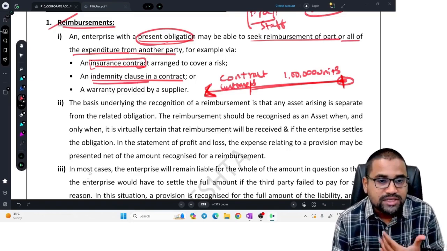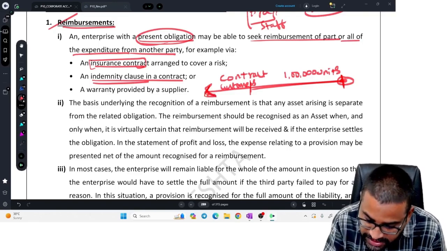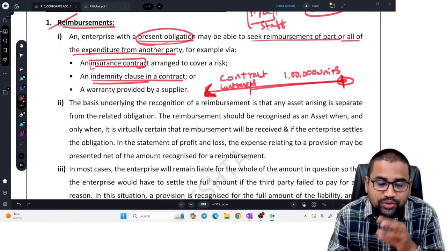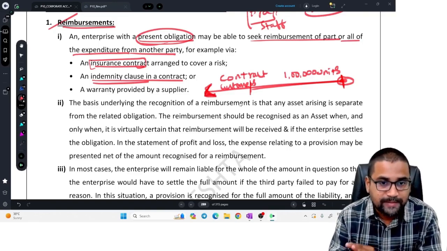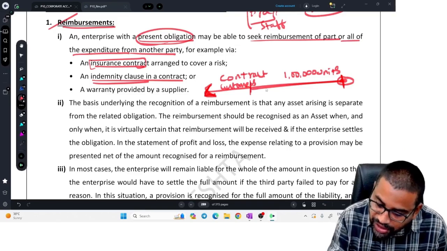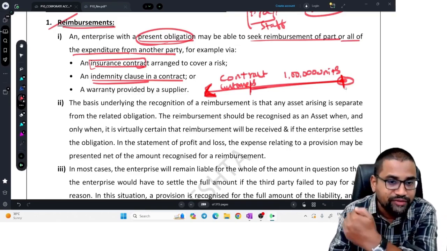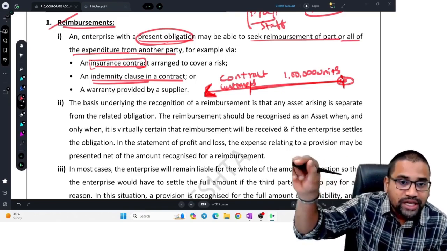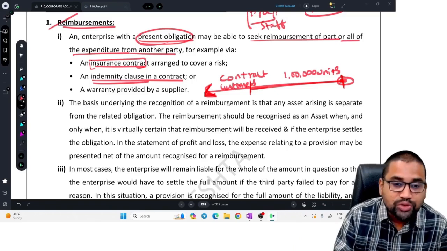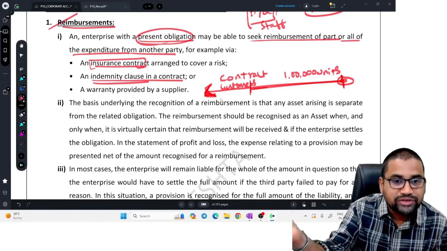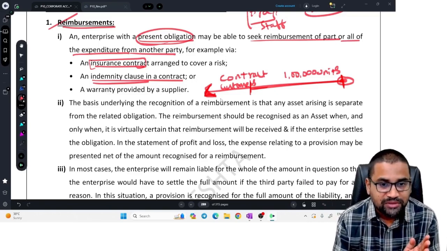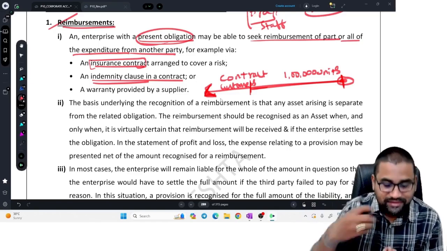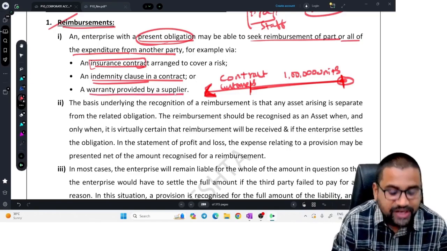See, some loss, some obligation. For example, from customers we accepted the orders. If you don't deliver the goods in time, you have to pay some damages to the customers. At the same time, you have entered an outsourcing contract. You have given a contract for somebody else to manufacture the items and give the delivery. If they don't give the items in time, you are going to charge some amount from them. So there is an obligation for you, and at the same time, out of this obligation, some of the amount is going to be recovered from some third party, or through any warranty provided by the supplier.